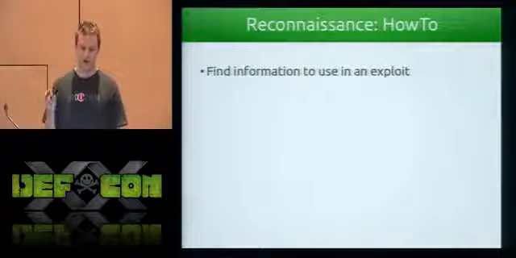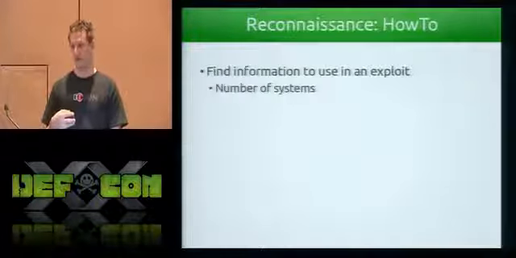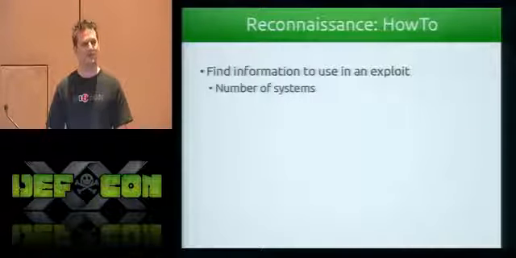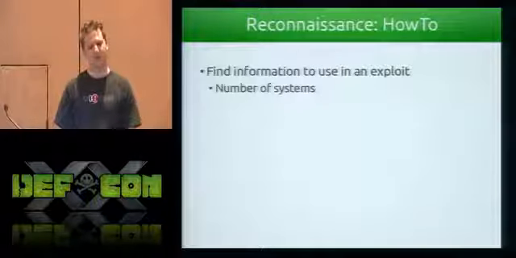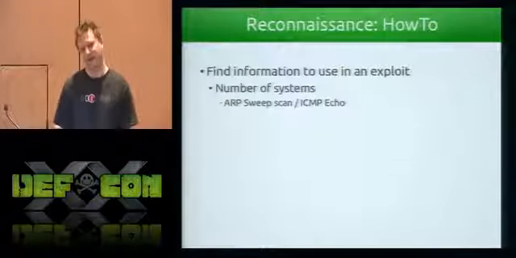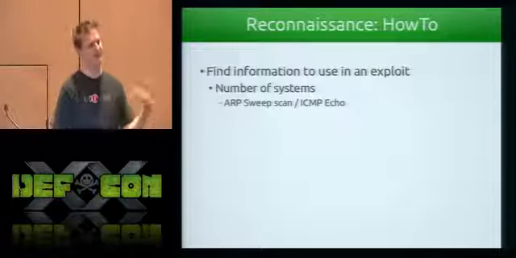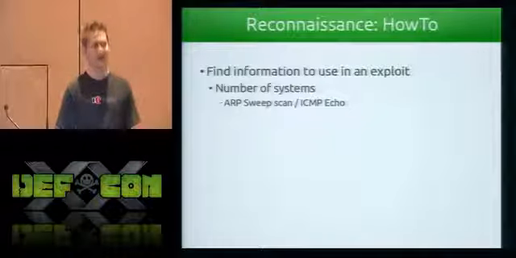So reconnaissance, how does this actually get performed? One of the first things you want to do once you gain access to a network is find out the number of systems on the network. You want to find out what machines exist on this network that you want to exploit. One of the major ways to do that is ARP sweep scans, right? You send out an ARP packet and you say, hey, 192.168.1.10, what's your MAC address? And if he answers, he exists.